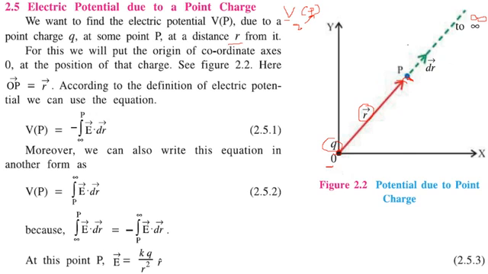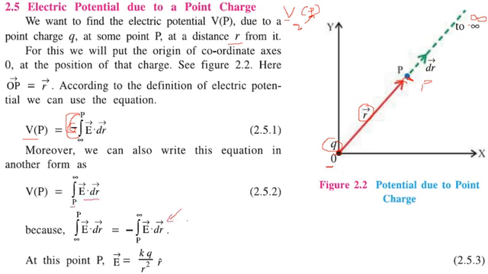So this is the work done against the field, which is the potential. Vp is given by the integral from infinity to P of minus E dot dr, because work is done against the electric field. We can also change the limits, so the minus sign vanishes, and we can write the integral from P to infinity of E dot dr.